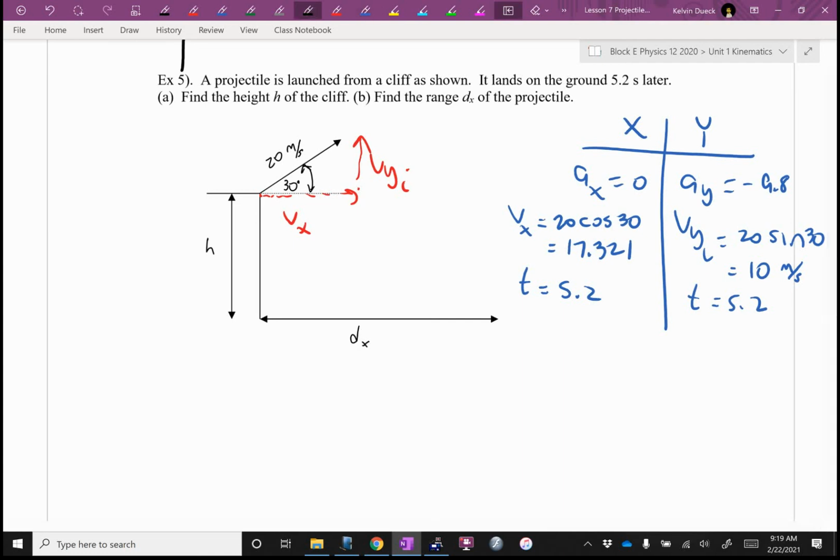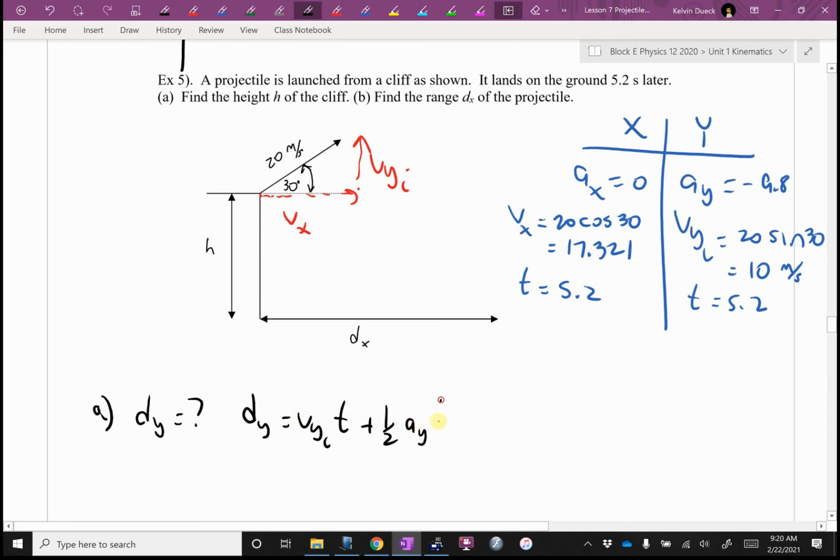So A wants me to find the height of the cliff. The word height, what do you think? Vertical or horizontal? Am I finding a dy or a dx? So dy equals question mark. Which equation has a d, a vi, a t, and an a in it? There is one. And you may have noticed that we're frequently using the same equation over and over and just tweaking it. Have you noticed it's almost always been d equals vit plus a half at squared? So I'll modify it. dy equals vy initial t plus a half ay t squared.